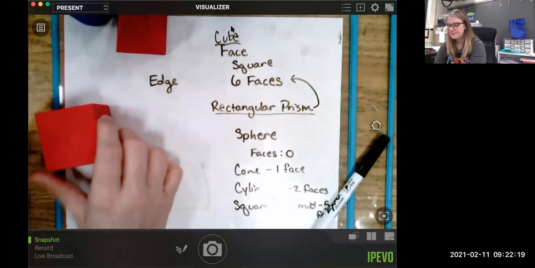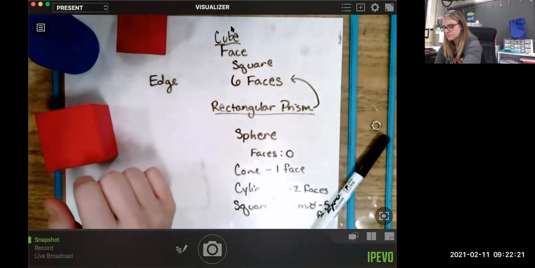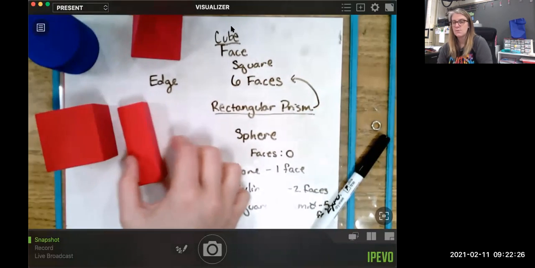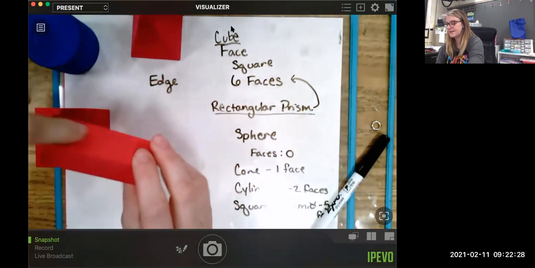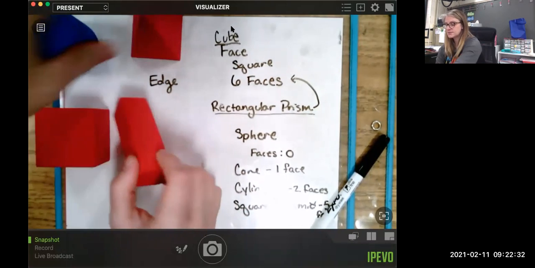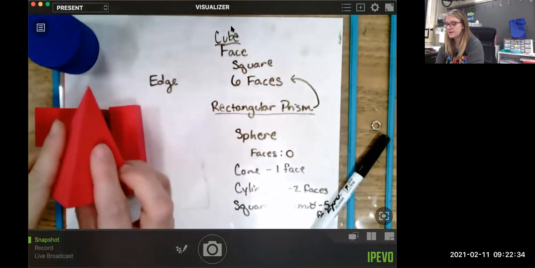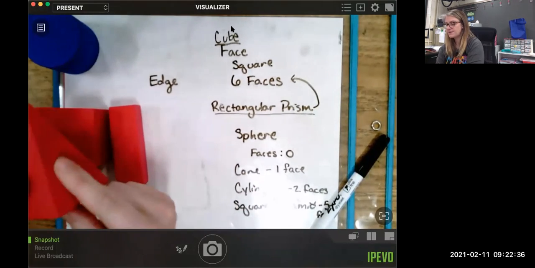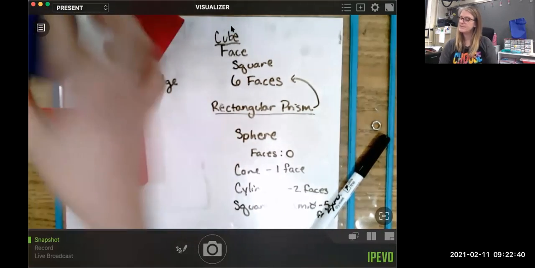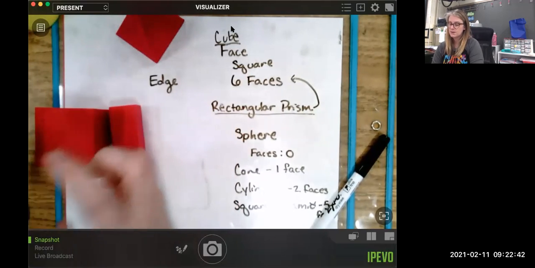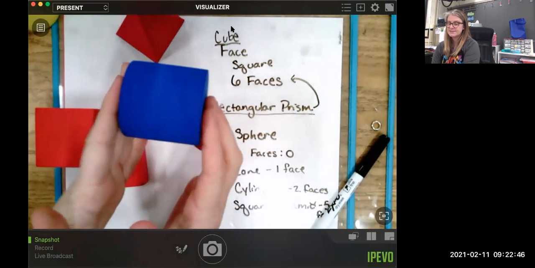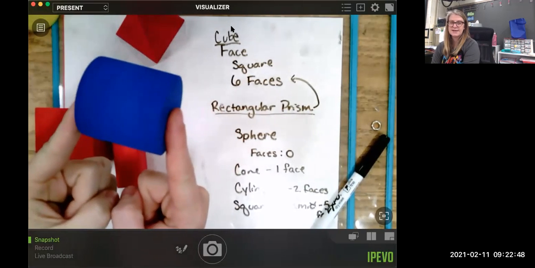What other shapes have edges? Well, I notice my rectangular prism has edges because we have two faces meeting at different points. And my square pyramid has edges because we have some faces meeting together. Okay. My cylinder does not have any faces that meet because the faces are on opposite sides.